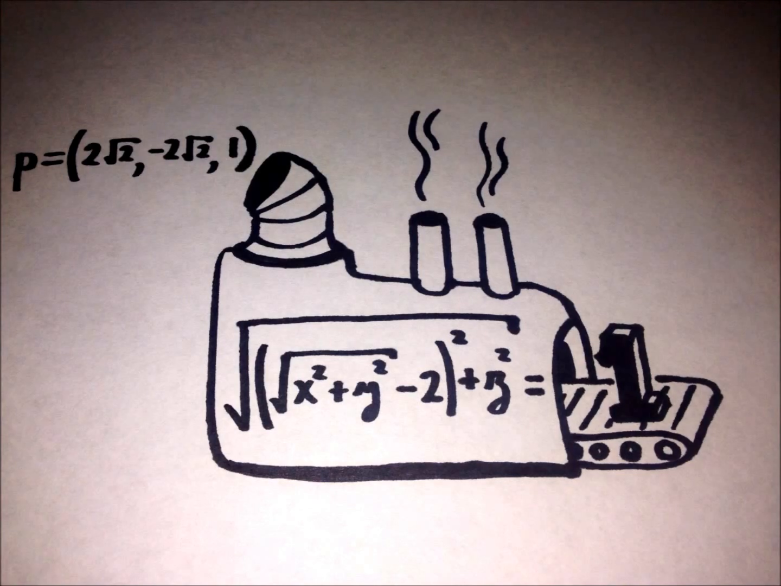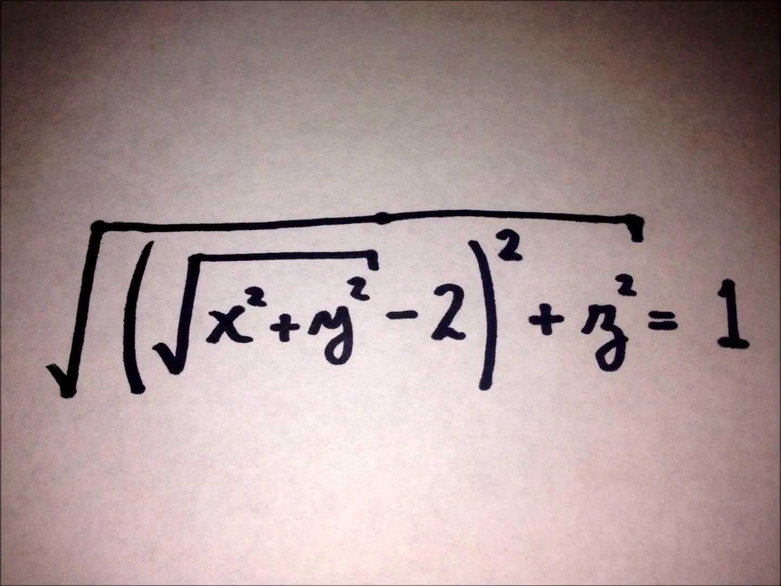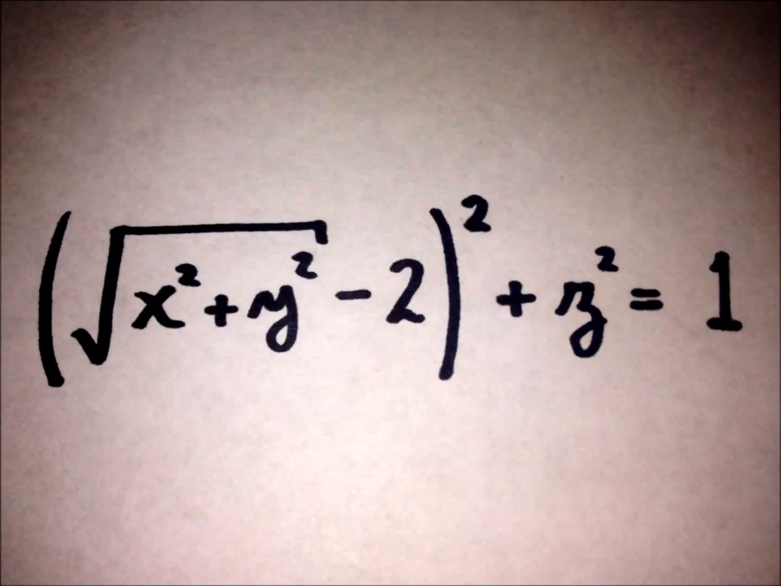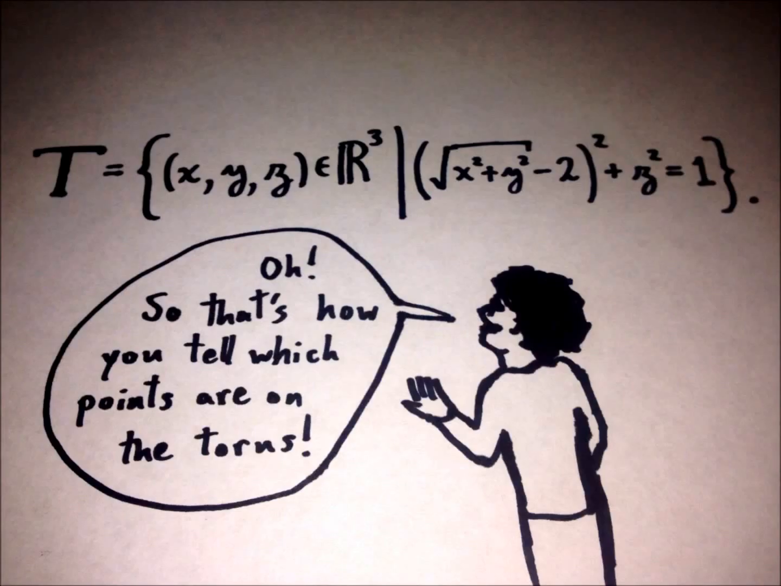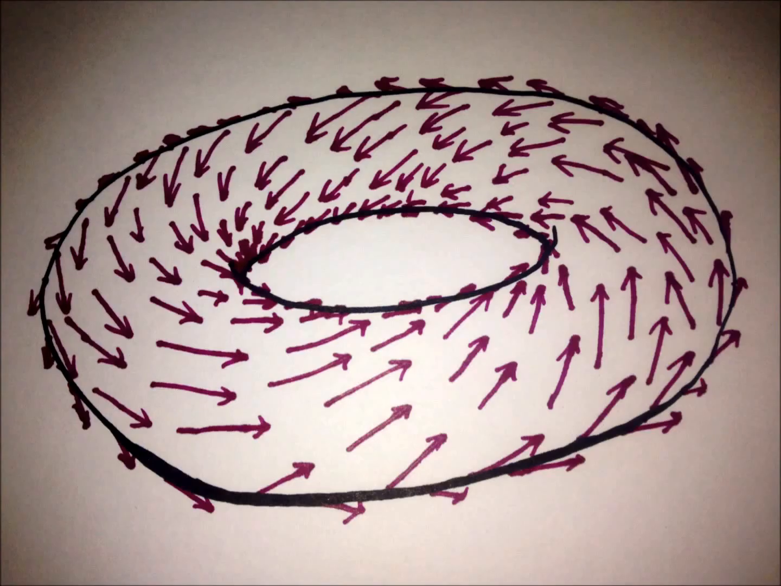And now we can define our torus. It's the set of all points in space such that, when you feed them into this machine, you get 1 as the answer. So this is our equation. We might as well square both sides to make it simpler. It might look like a jumble of symbols, but it's really a torus detection device, locating every point on that wily surface once and for all.